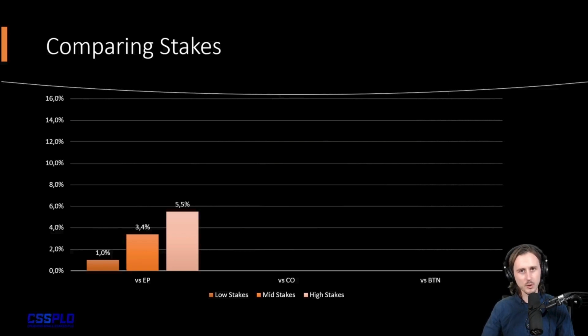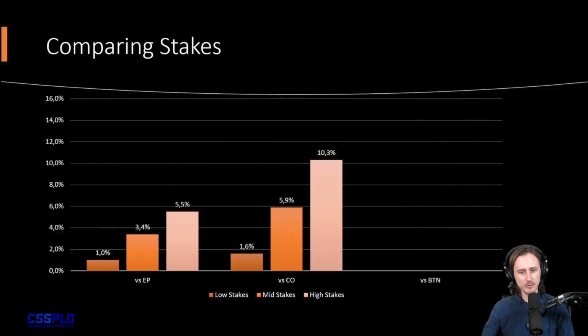At low stakes, we're only supposed to cold call 1% of the hands. At mid stakes 3.4 and at high stakes 5.5. You can see these ranges gradually become wider. Versus the cutoff, 1.6% of the hands we are supposed to cold call at low stakes, 5.9 at mid stakes and 10.3 at high stakes.